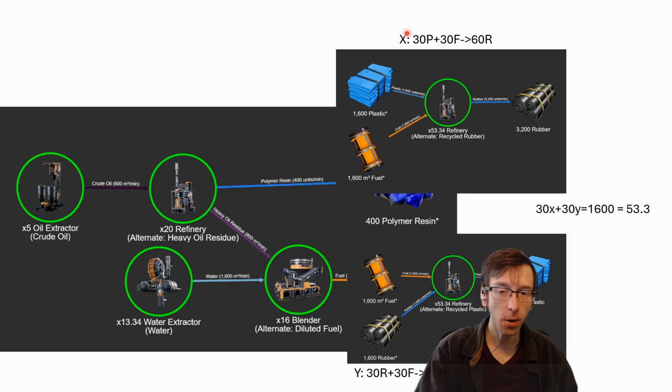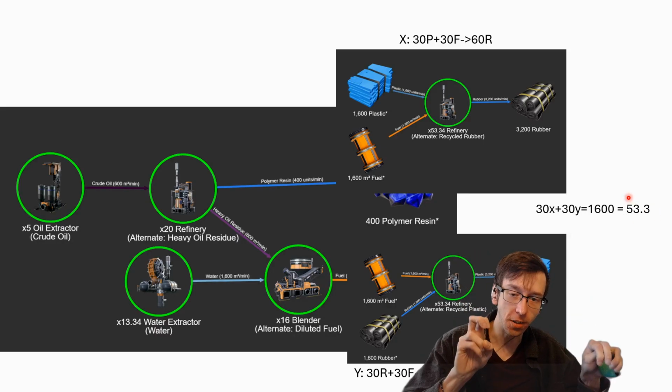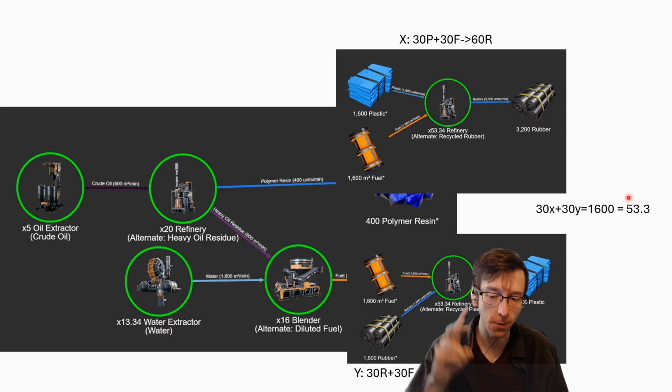So, X is the number of units making rubber, at the cost of plastic plus the cost of fuel to make 60 rubber. Y is the number of units making plastic, at the rate of 30 rubber plus 30 fuel to 60 plastic. And then this is our fuel constraint of 1600, with the fuel cost of the rubber units plus the fuel cost of the plastic units. And you get a fuel constant of 53. That just says we can have 53 units running at a time at some balance between these two things.